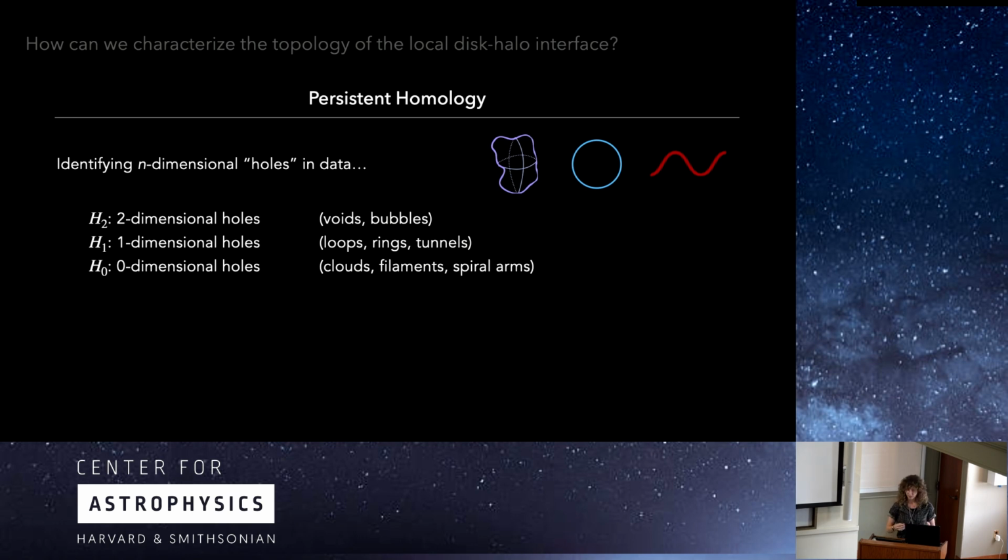This technique is very effective at identifying all sorts of different holes of these dimensions. One notation housekeeping announcement. Unfortunately, when mathematicians were naming these homology groups as H2, H1, H0, they were not thinking of astronomers. So throughout this talk, when I talk about H2 or H1, I'm not talking about hydrogen. I am talking about these homology groups.